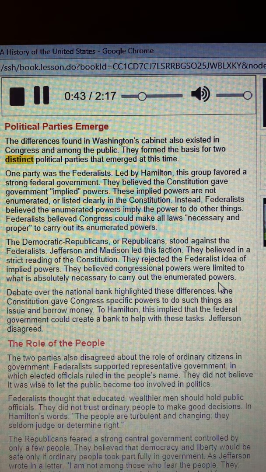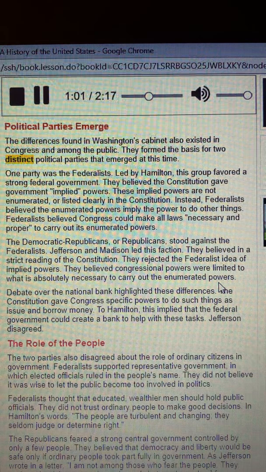The Democratic Republicans, or Republicans, stood against the Federalists. Jefferson and Madison led this faction. They believed in a strict reading of the Constitution. They rejected the Federalist idea of implied powers. They believed congressional powers were limited to what is absolutely necessary to carry out the enumerated powers.